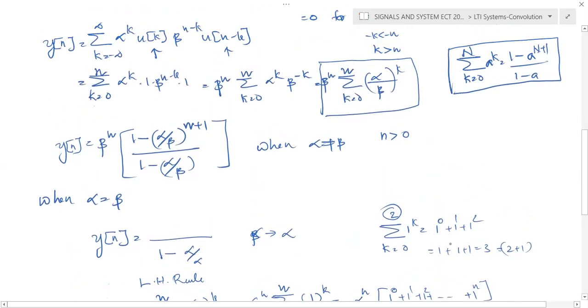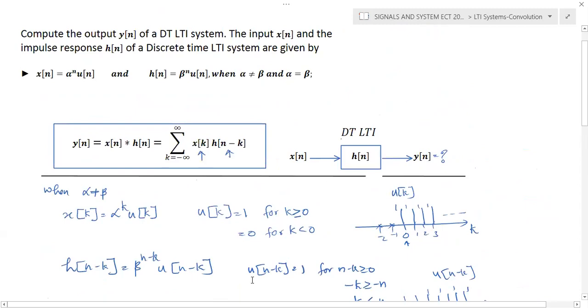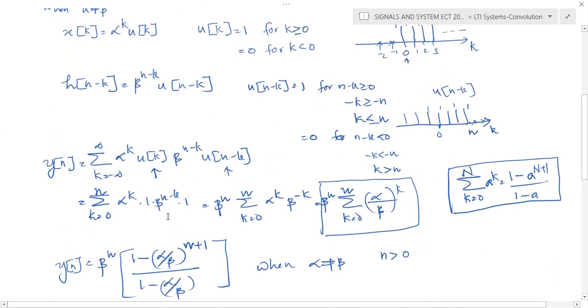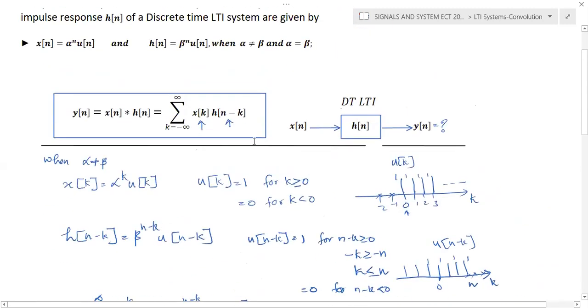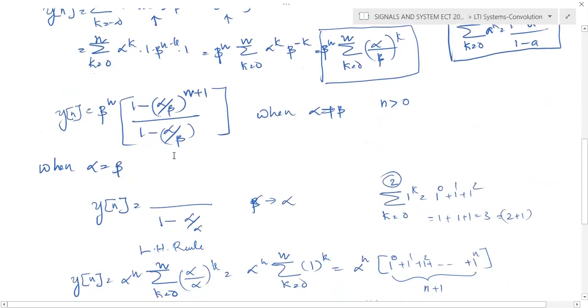Most textbooks explain this particular problem because it's very important. Always make sure that when you substitute alpha equal to beta, you don't directly substitute in this equation. It's a common mistake most people make. So always try to apply L'Hospital rule, or you can try the second method that we explained in this class.